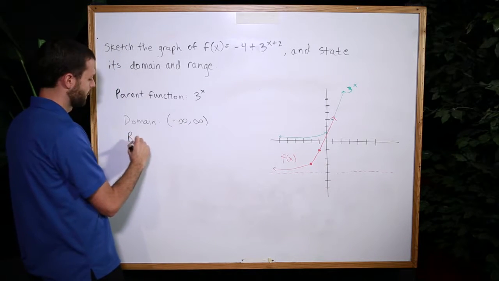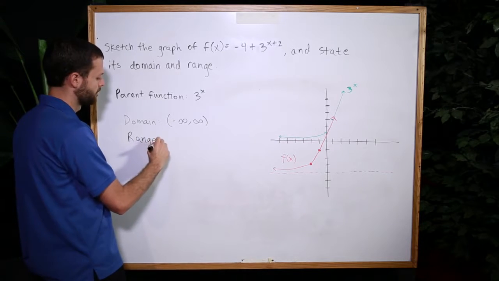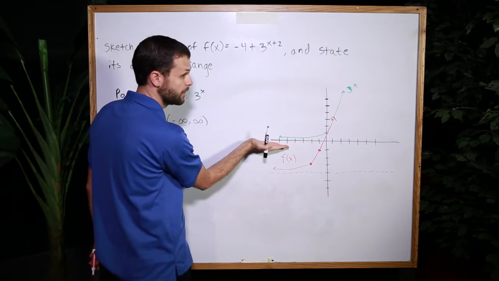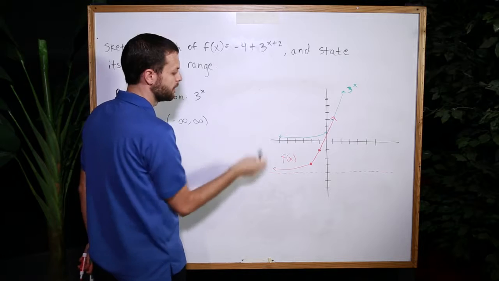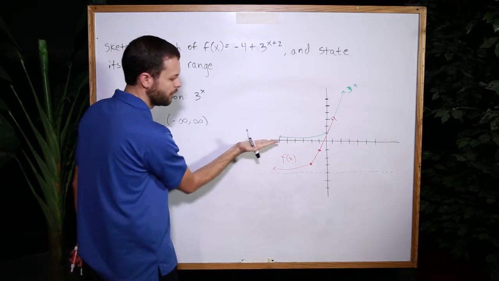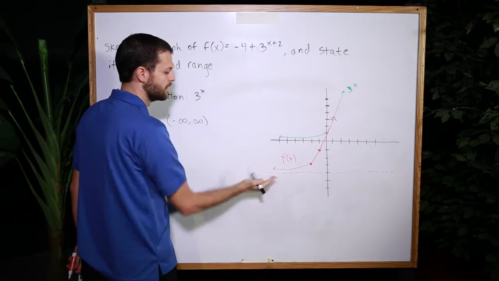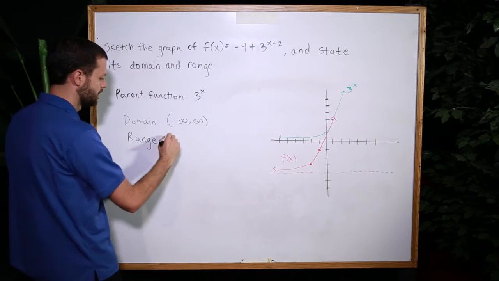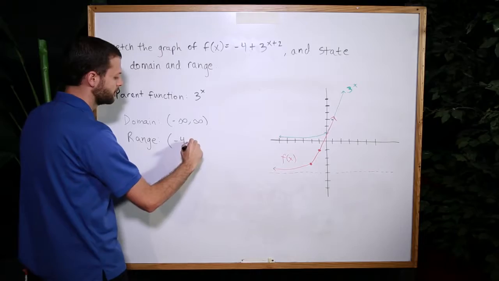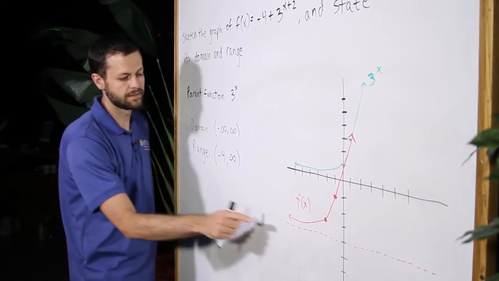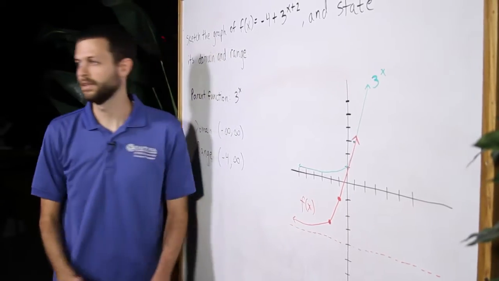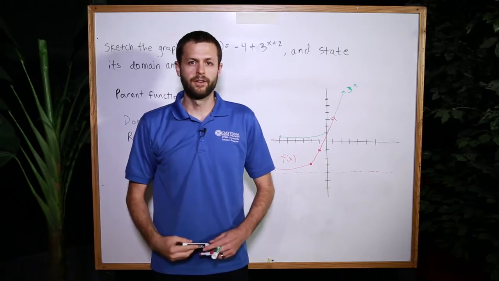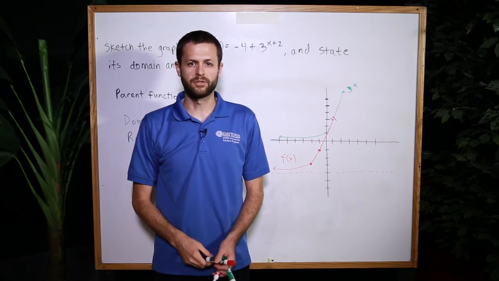The range has changed, however. The range in the original function was 0 to infinity, but because of this -4, we moved this graph down 4 units, and now the range is from -4 to +∞. Keeping in mind not to include the -4 because this is an asymptote. So this is how to graph an exponential function using transformations.